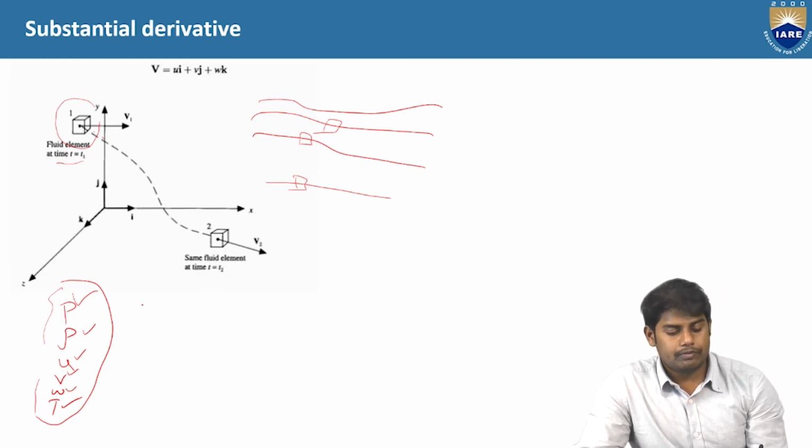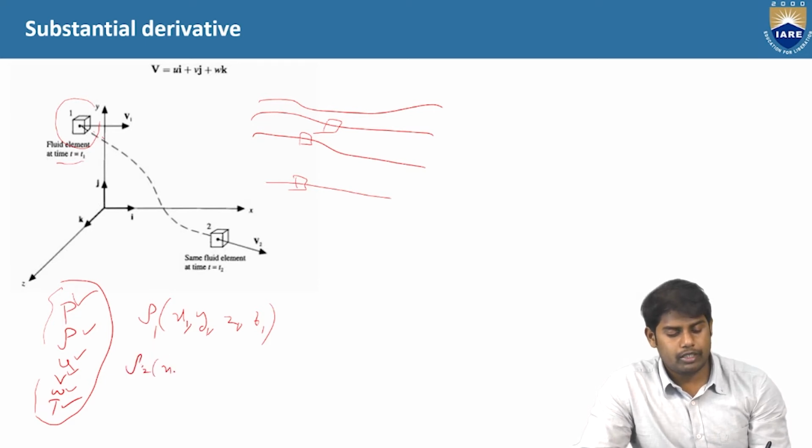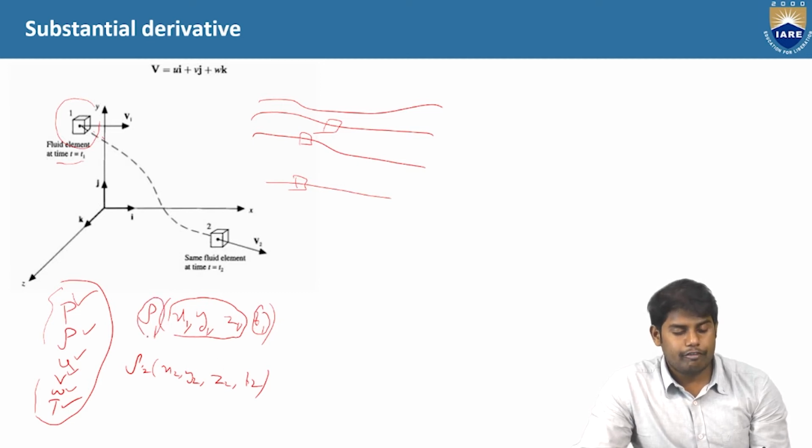If you take any flow variable, let's take density. It is a function of x, y, z, and time. Let's say at the initial point it is x1, y1, z1, and t1. The density at the second point is a function of x2, y2, z2, and t2. Here x, y, z are the spatial variables and t is the temporal variable. The fluid variable will depend on both the spatial terms and the temporal terms.